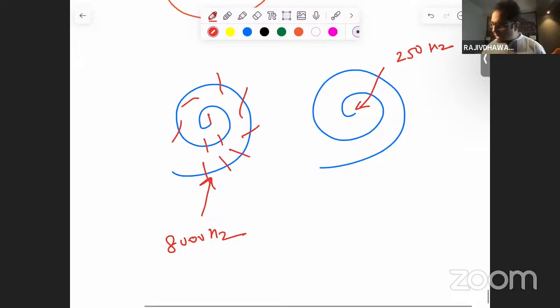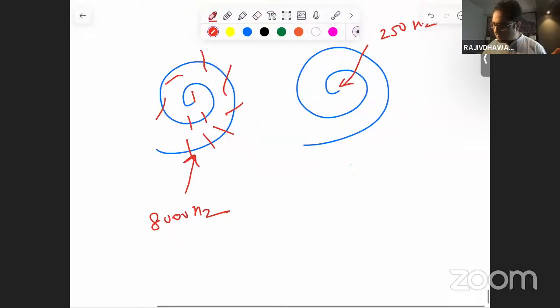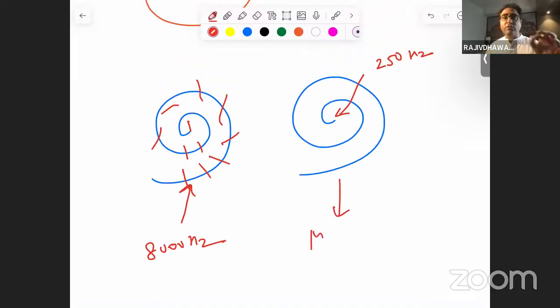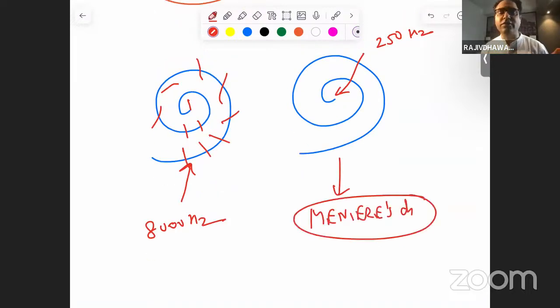Which disease damages the apex of the cochlea first, beta? Meniere's disease, beta. Meniere's disease damages one cochlea, apex first. So Meniere's disease damages the apex of the cochlea first, this part.